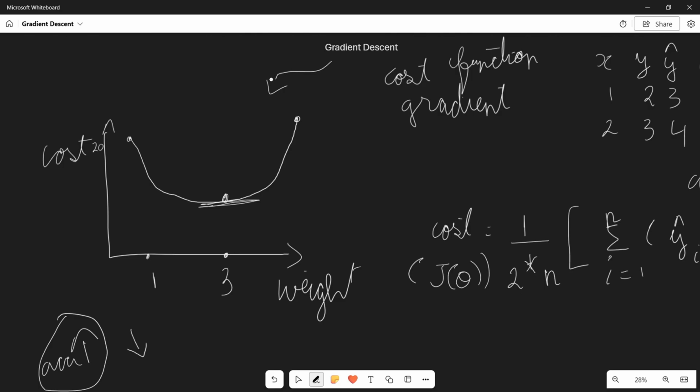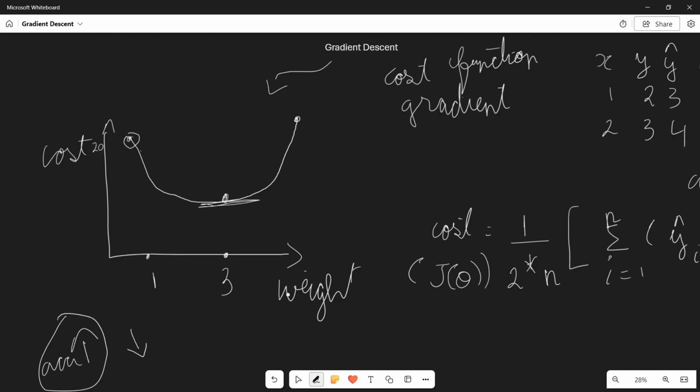This gradient descent algorithm will check the gradient at each of these points. In a simpler manner, the gradient is the derivative of a function at a particular point on the curve. In this case, this is the gradient at this particular point of the curve, and the gradient is positive. So if it is positive, we just subtract this gradient such that the weight moves to the minimal point.